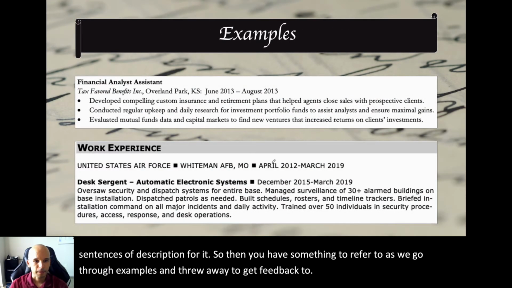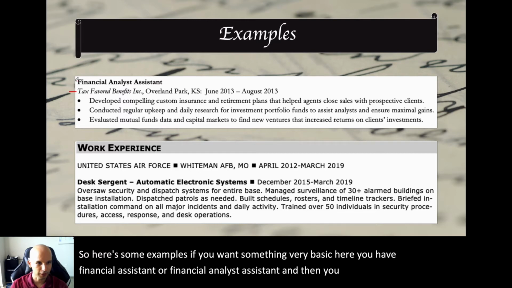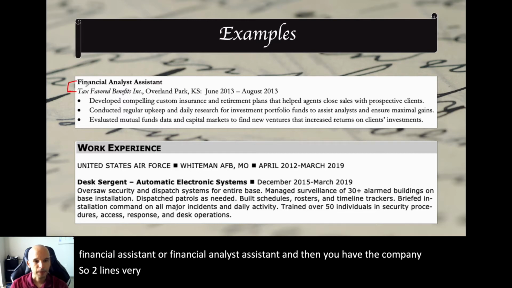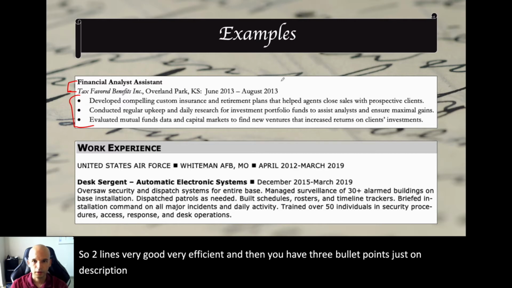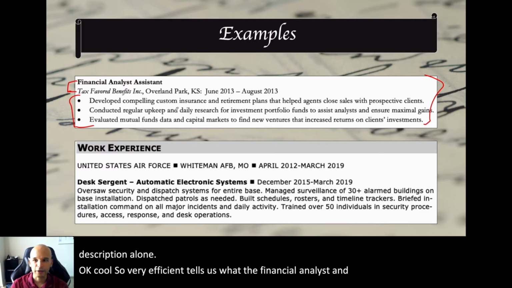If you want something very basic, here you have financial assistant or financial analyst assistant, and then you have the company. So 2 lines, very good, very efficient. And then you have 3 bullet points just on description alone. Okay, cool. So very efficient, tells us what the financial analyst assistant does, and they're complete sentences.